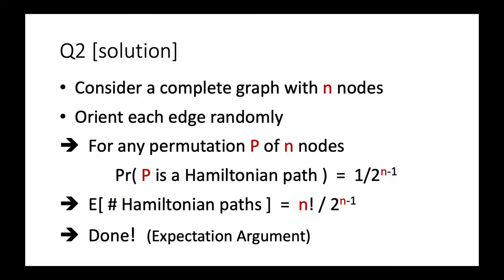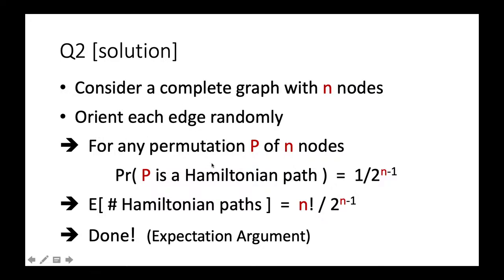Okay, so first of all, we consider a complete graph with n nodes, and then what we are going to do here is orient each edge randomly. So each edge will be in a certain direction with half a chance. Now we have a random graph generated like this. So we now consider a permutation of n nodes.